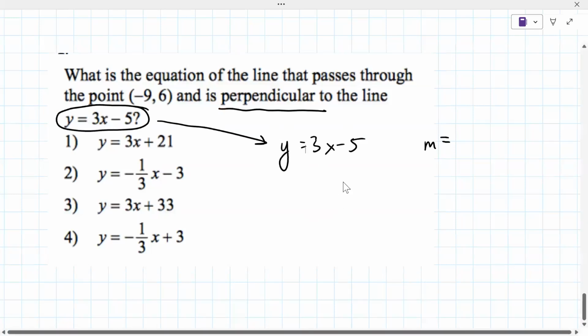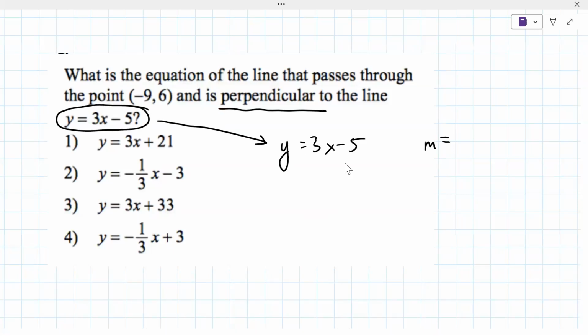The given line is y equals 3x minus 5. What's the slope of that given line? 3x. Nope. Slope is a number. Oh, -5. Nope. Try again. Slope is a number. It's the number in front of x.